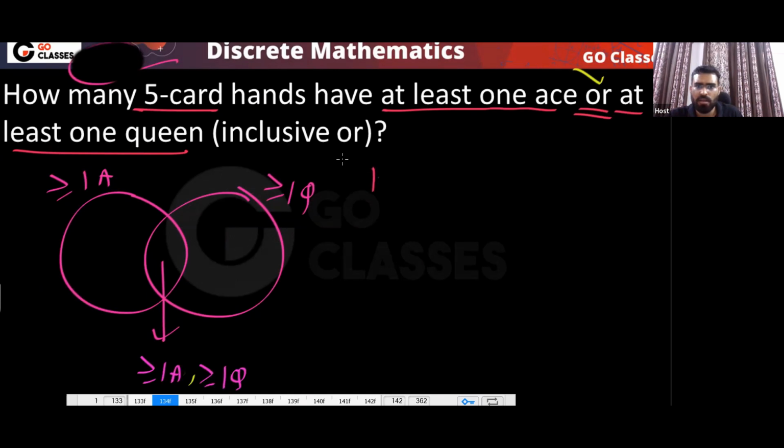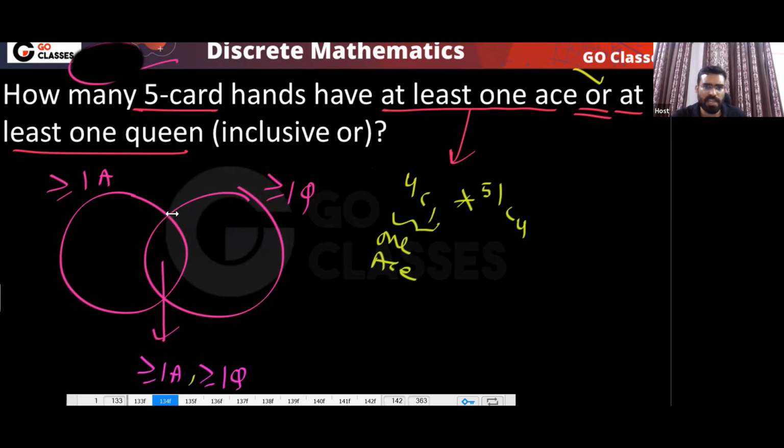Now tell me, at least one ace, what will be the answer for this? You should select at least one ace. Is this correct? If I do from four ace, I select one ace, and then from the remaining cards I select four cards. Is it correct method? Is this correct?